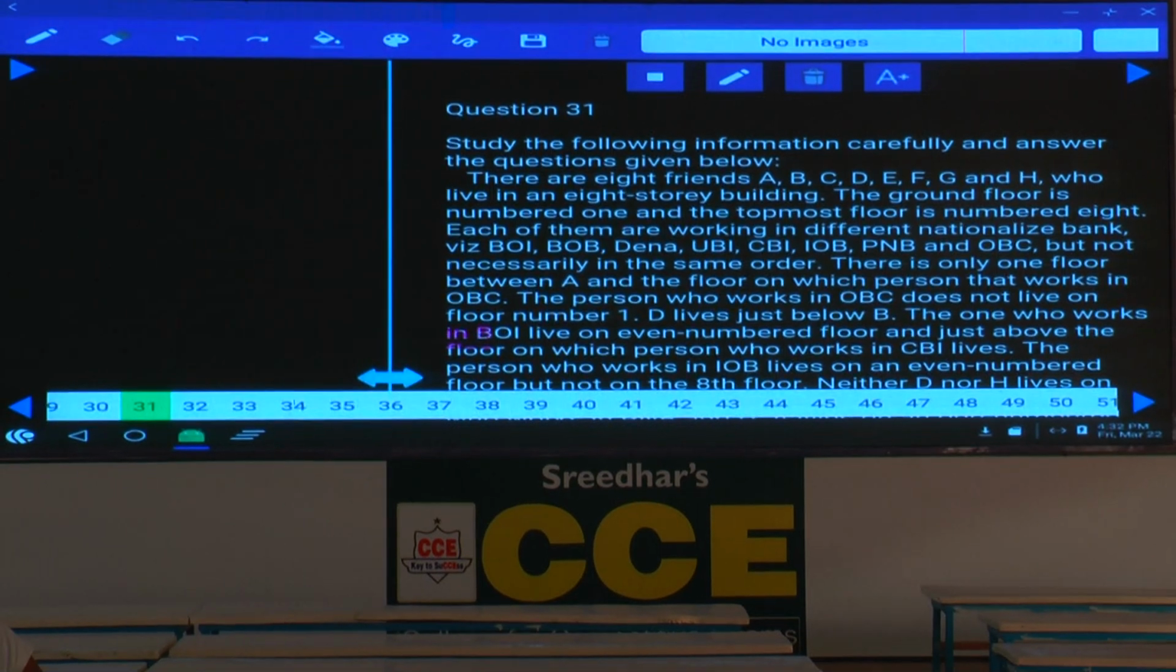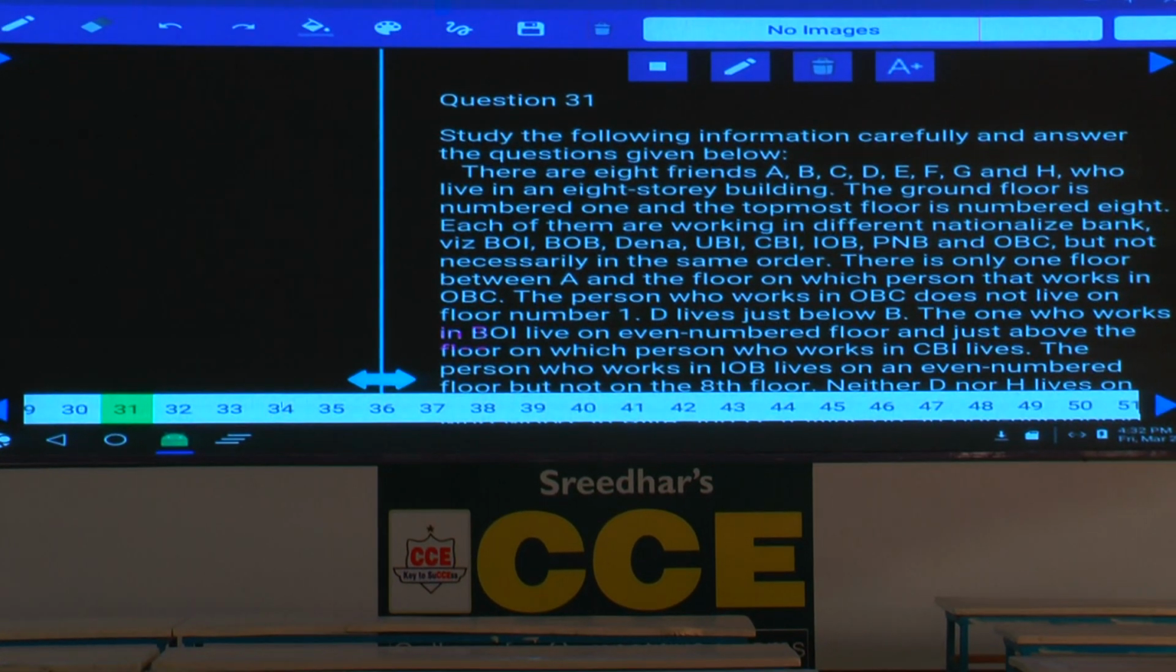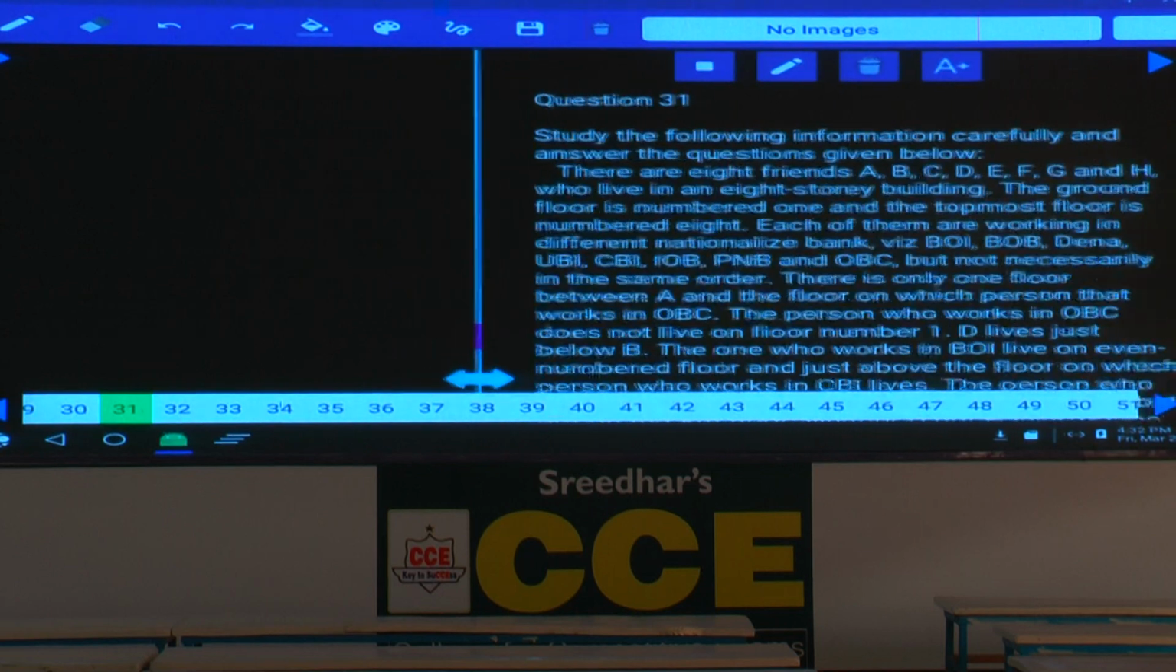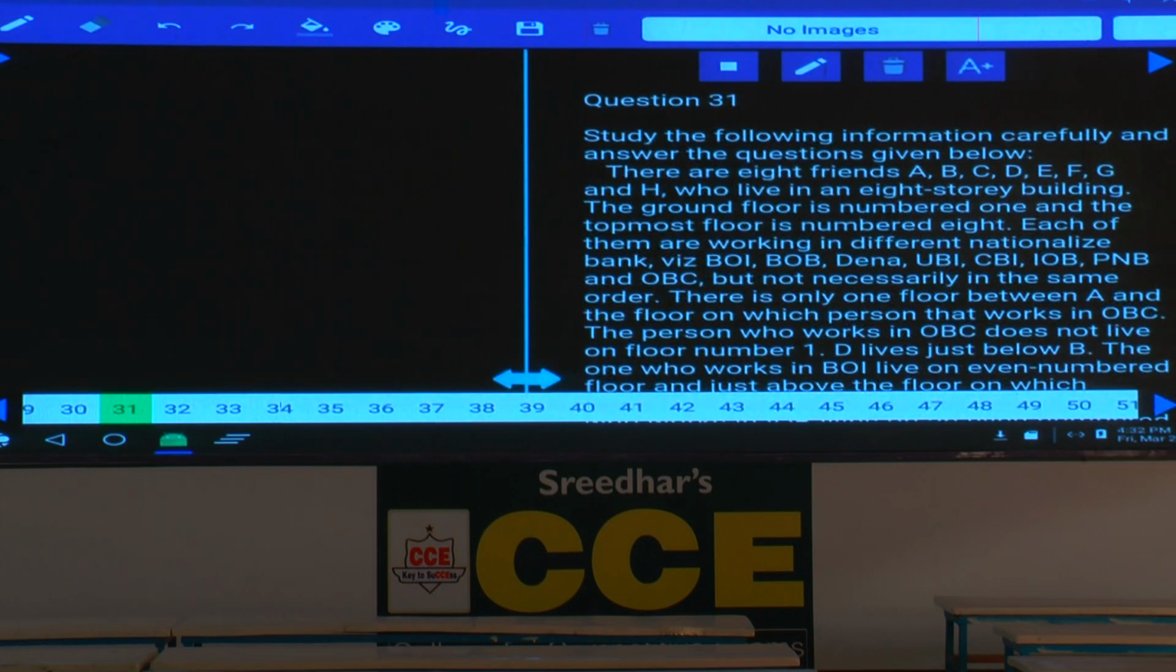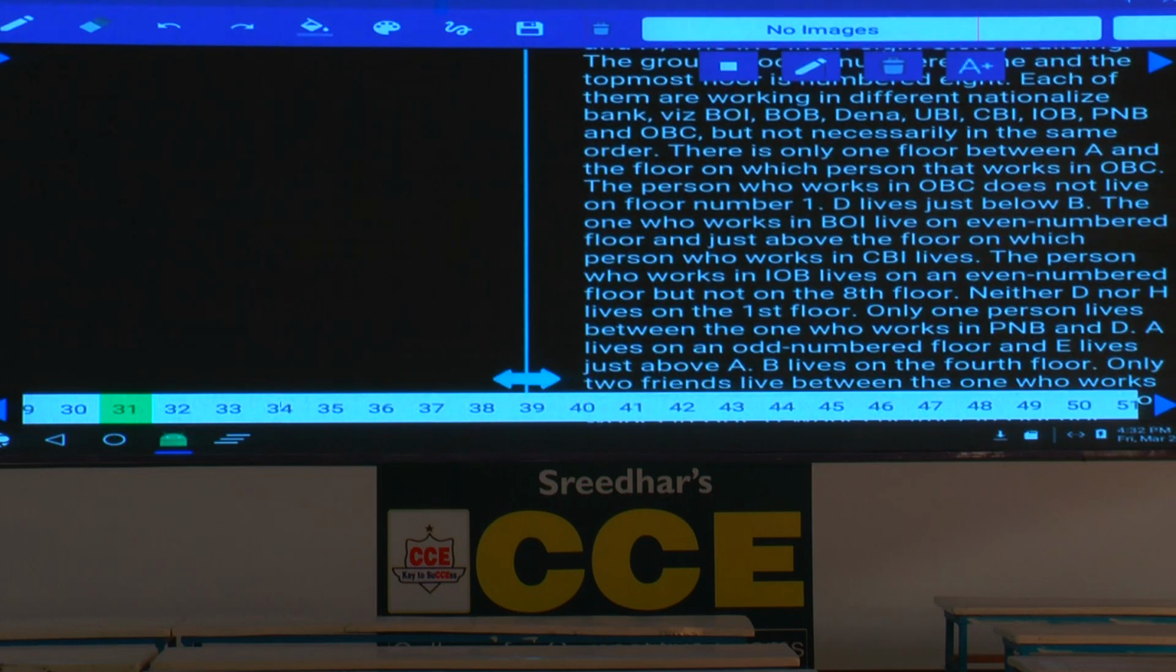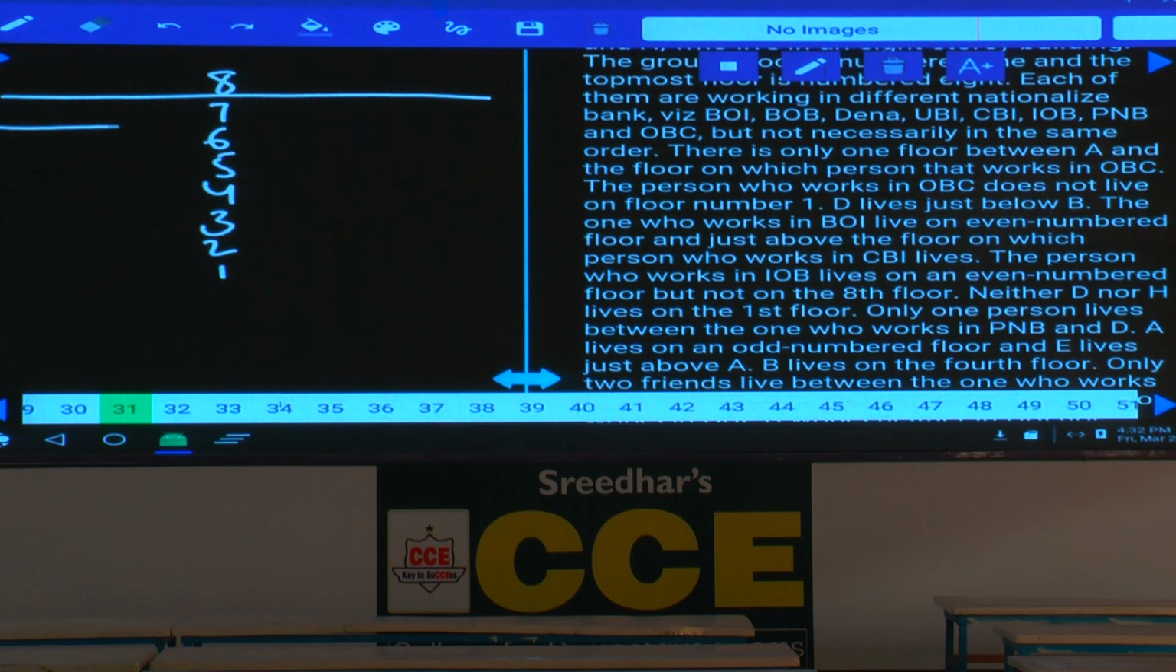...who live on 8 different floors, and each one of them works in a different bank as well, isn't it? Now it comes under floor arrangement. 8 persons living on 8 different floors and they are working in different banks. Now floor arrangement: 8, 7, 6, 5, 4, 3, 2, 1, these are the 8 floors. Then coming to condition number 1.